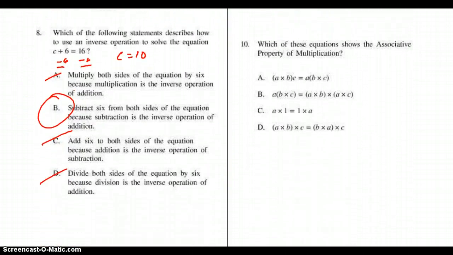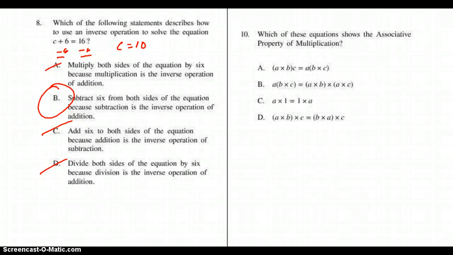Number 10, and the very last one. So this is real nice and sweet. Which of these equations shows the associative property of multiplication? So associative property says you've got to have three numbers being multiplied, and what we do with these three numbers is we take a look and reorder what these numbers say. Right off the bat, A times B times C is equal to A times B times C. So we take A out, trade places with C, which is B times C. That looks like a good answer to me.